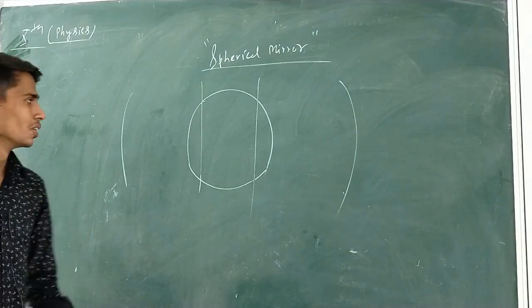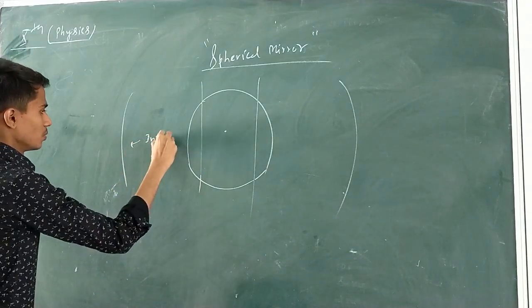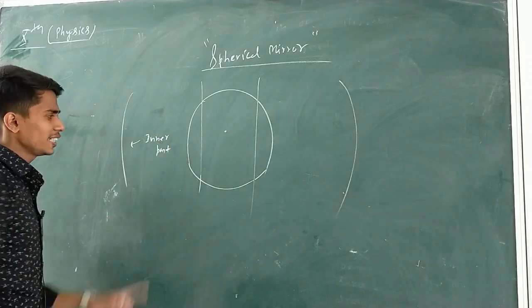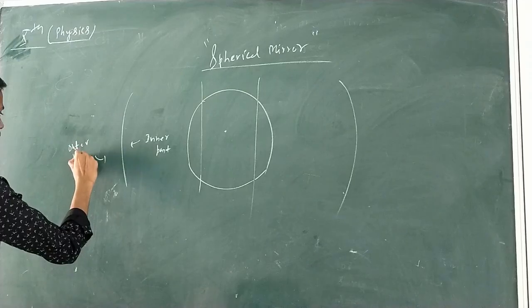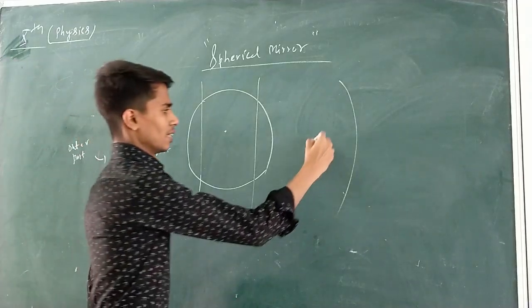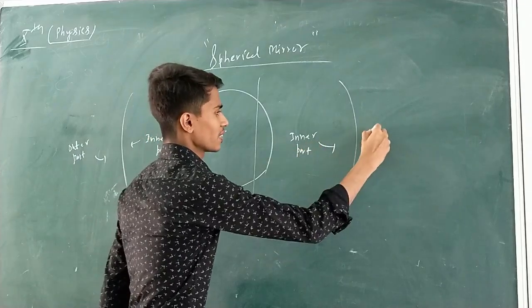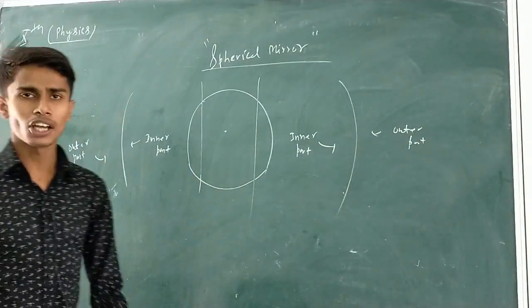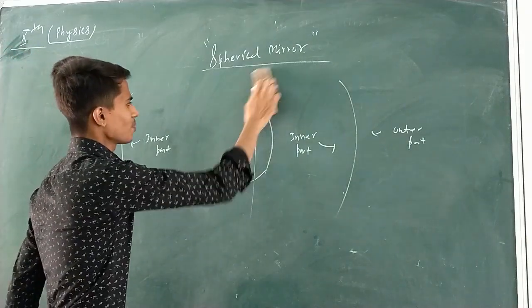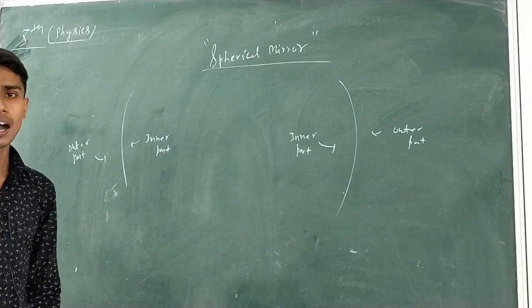Now you have two options. Listen. This is the inner part of the first surface, and this is the outer part. At the same time, this is the inner part of the second surface, and this is the outer part. Yes or not? Now you have two choices available. You can either polish the inner part, or you can polish the outer part.